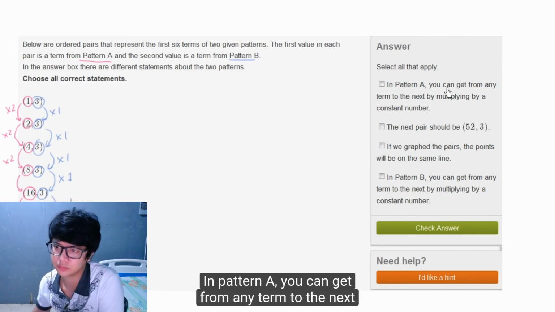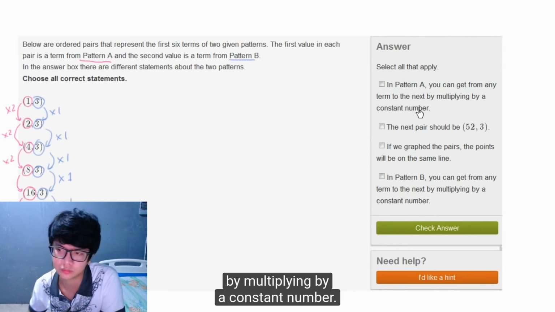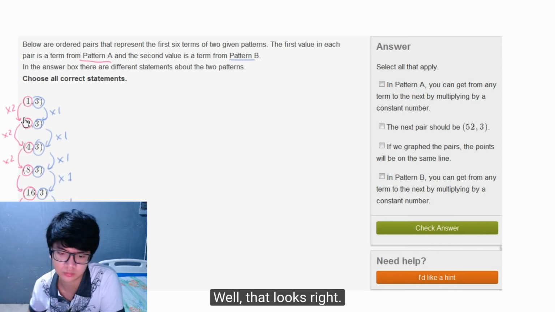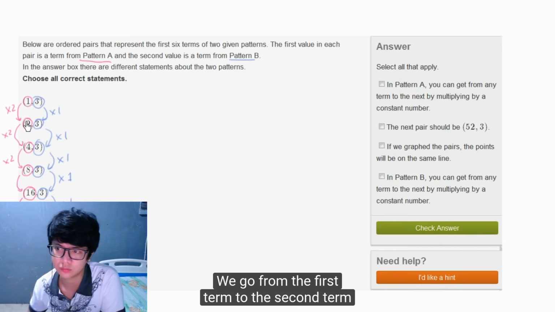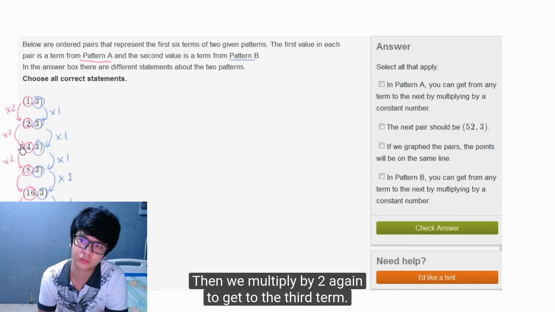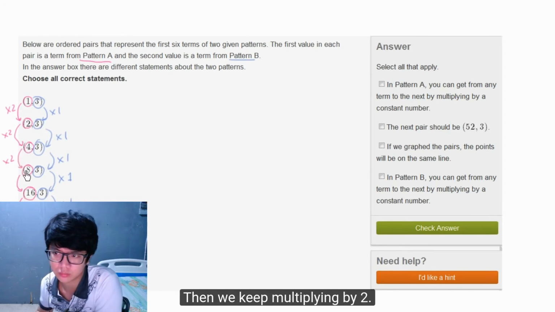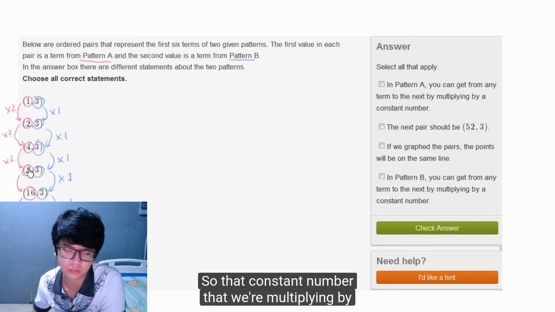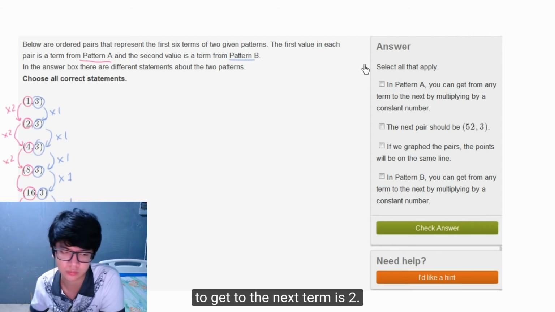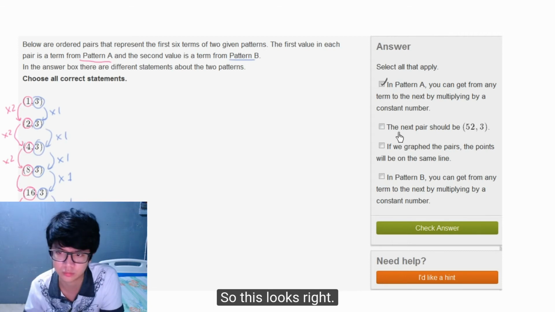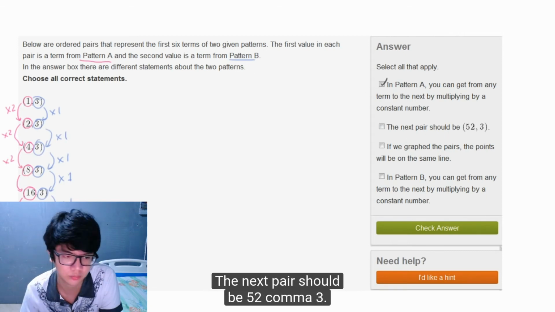In pattern A, you can get from any term to the next by multiplying by a constant number. Well, that looks right. We go from the first term to the second term by multiplying by 2. Then we multiply by 2 again to get to the third term. Then we keep multiplying by 2. So that constant number that we're multiplying by to get to the next term is 2. So this looks right.